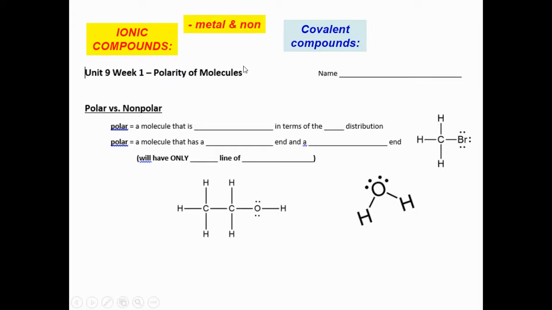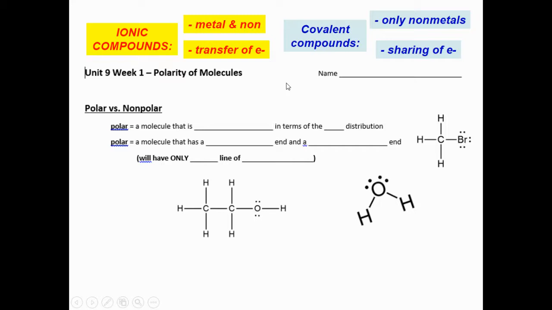Just a reminder, ionic compounds are formed between a metal and a nonmetal. They involve a transfer of electrons. The metal loses some electrons, the nonmetal gains some electrons, they become positive and negative ions, and they stick together because opposites attract. Covalent compounds involve only nonmetals, and covalent compounds involve a sharing of electrons. Covalent starts with a C, caring starts with a C, and it rhymes with sharing.